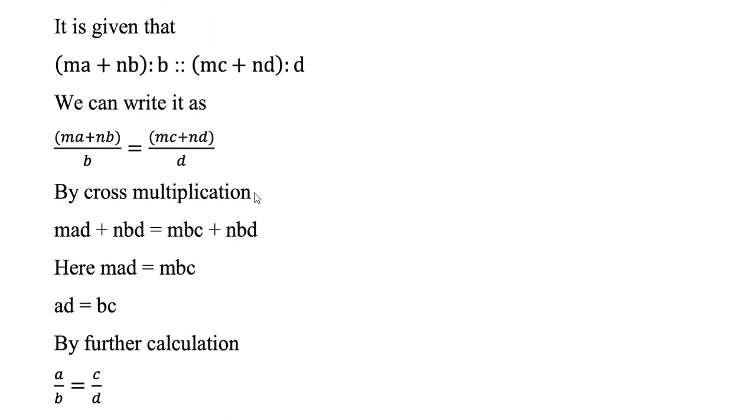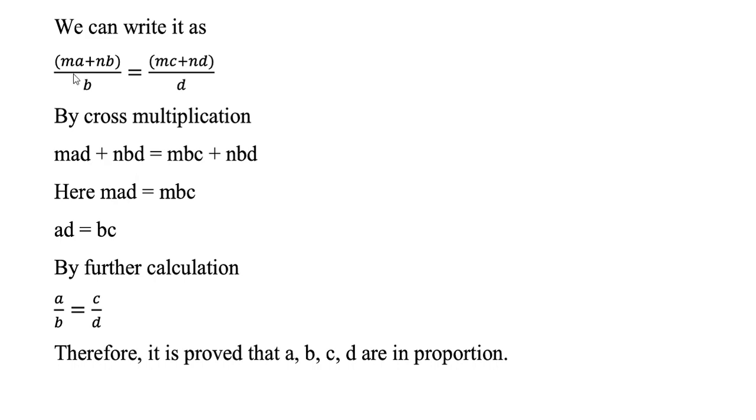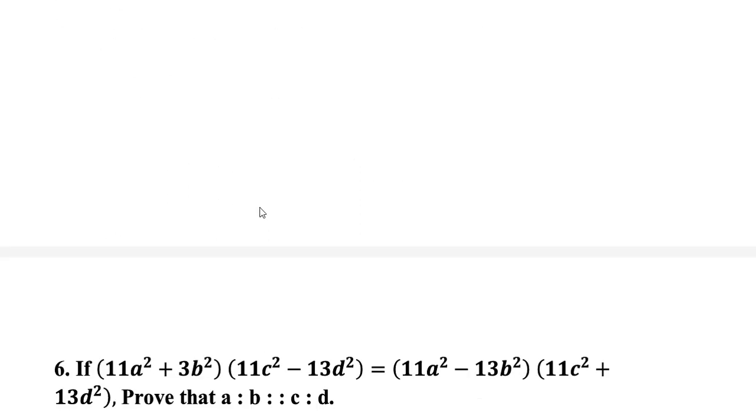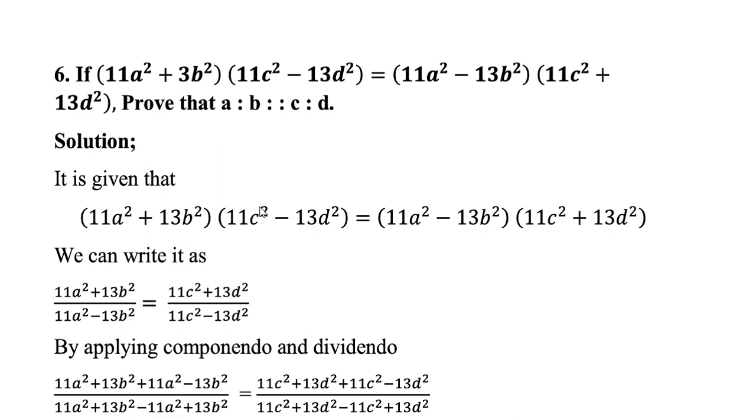After the cross multiplication, we will see that (ma + nb) into d, and after that (mc + nd) into b. Okay, so here ultimately we can say that you will get ad is equal to bc if we cross multiply, and with two or three steps of simplification we will get ad is equal to bc. So with further calculation we can write a/b = c/d. So a, b, c, d are in proportion.